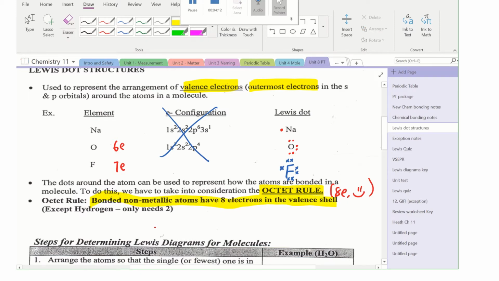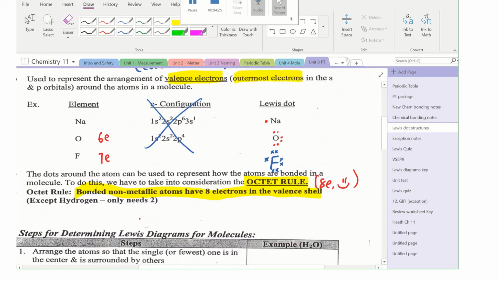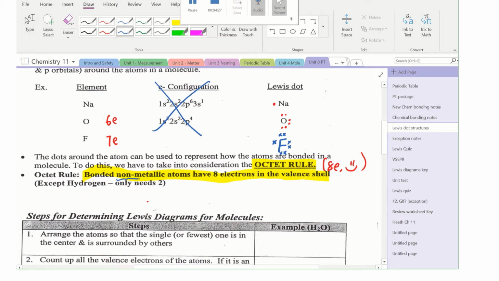So all these ones that we're talking about today are to do with covalent compounds. So we're dealing with non-metals. These are only for covalent compounds. That's why we're talking about all the non-metals, and they like to have 8 electrons. Now for 8 electrons, we usually translate that to 4 pairs, because they always join in pairs. They either have shared pairs or lone pairs.